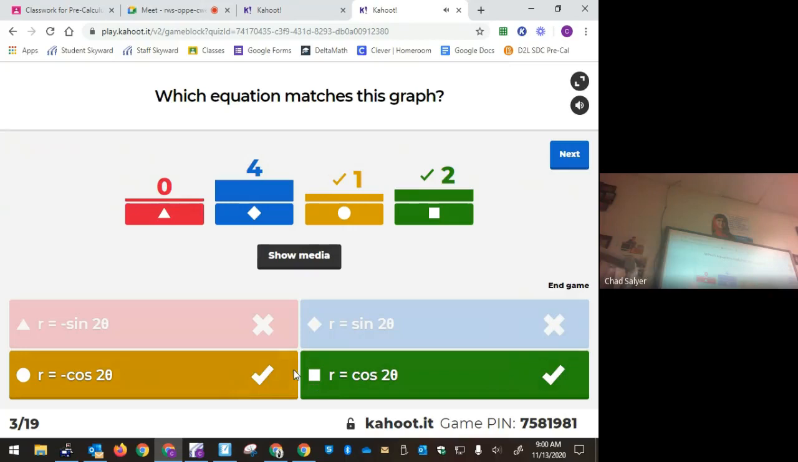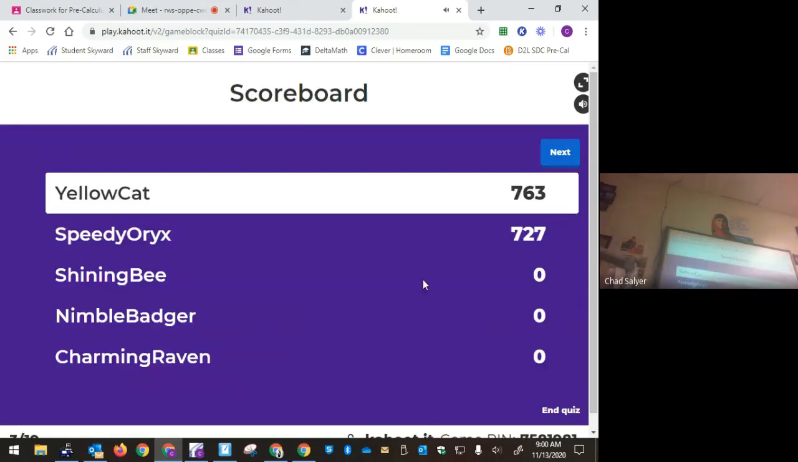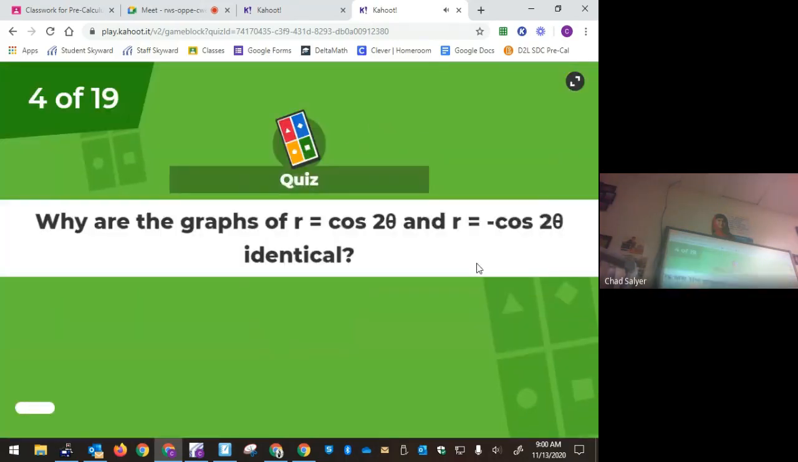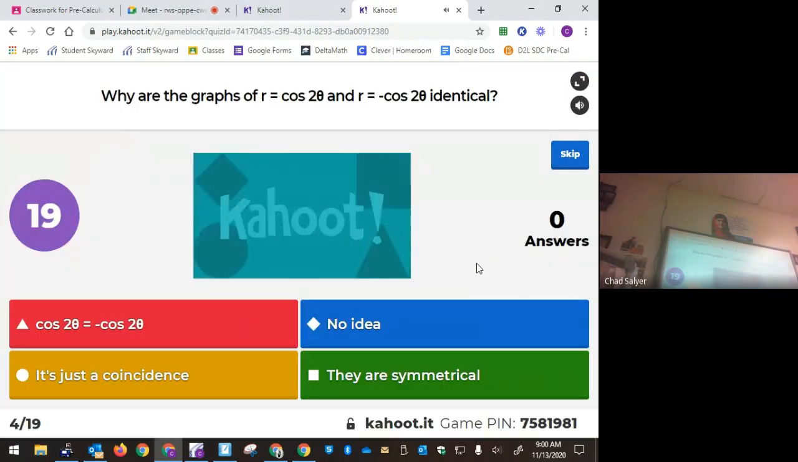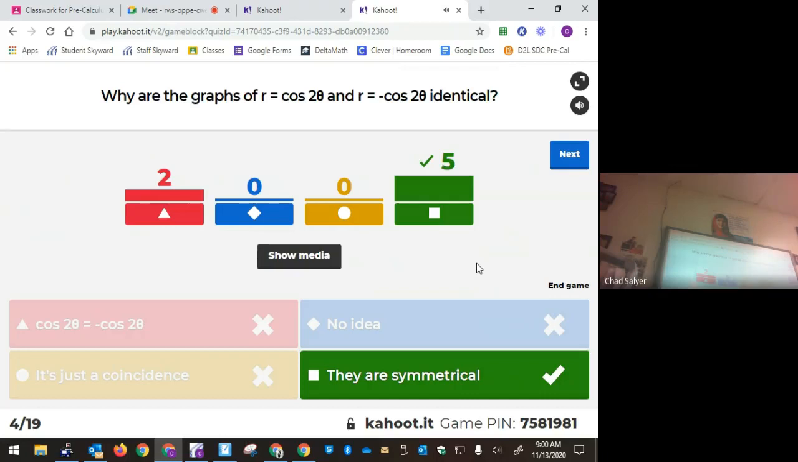Both of those were correct, by the way. Number four. Why were those two graphs identical? No idea. Think about identities, bros. Okay, now you got me confused. Good job. Good job.